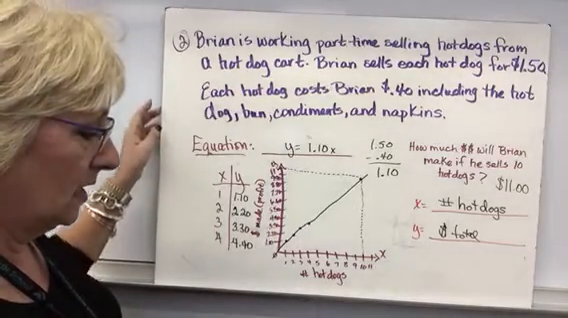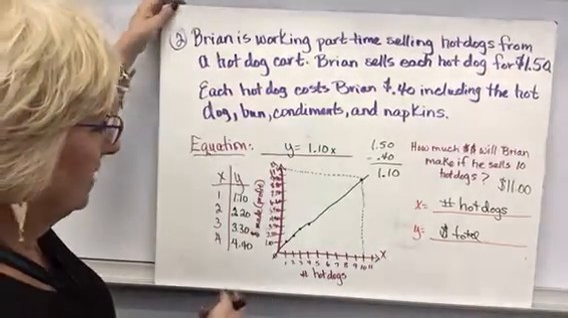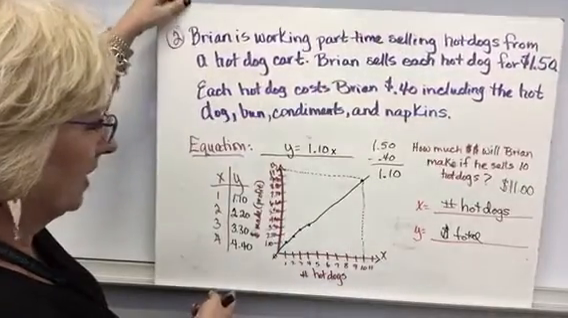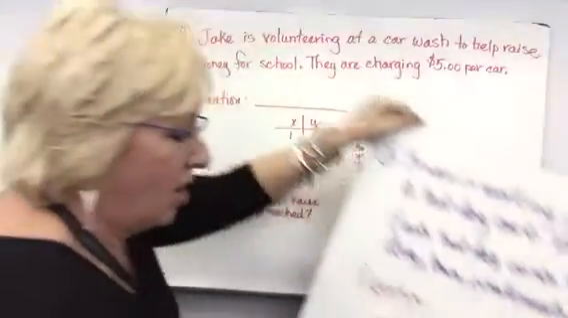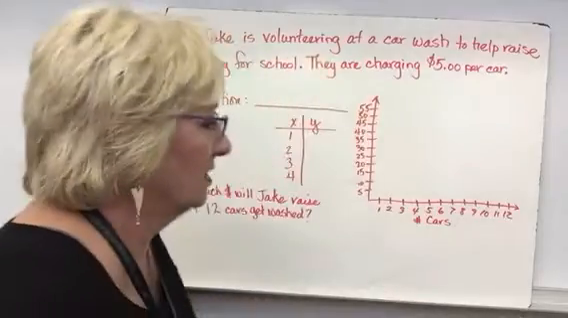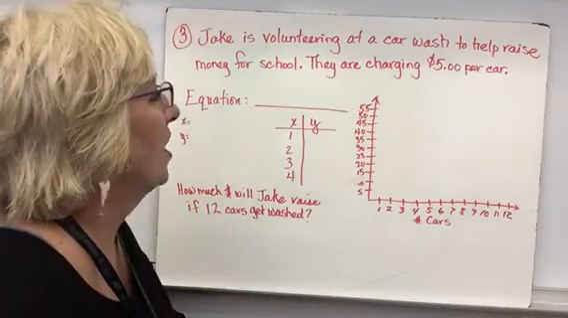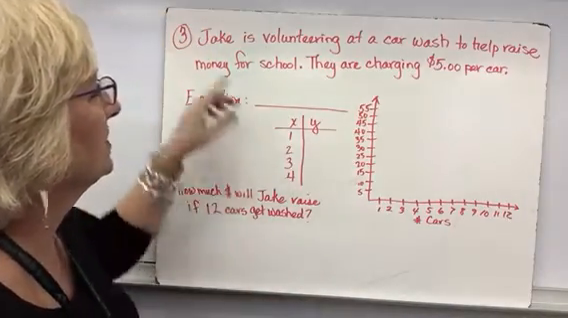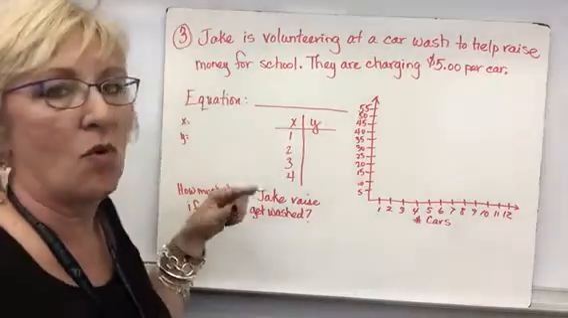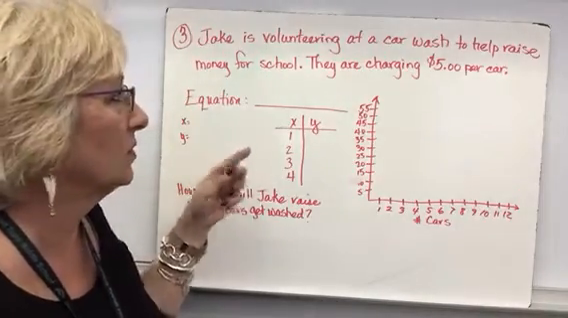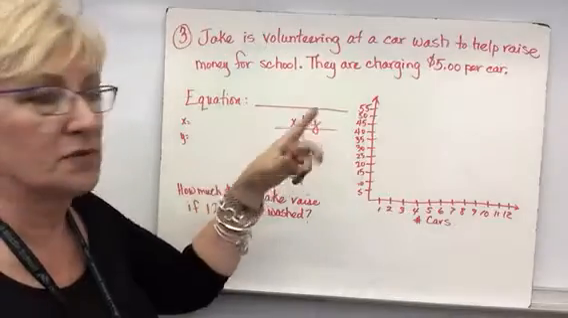Okay, all right, let's do one last one. I hope you're seeing how all of these work together, how we can use all of them to answer questions. Jake is volunteering at a car wash to help raise money for his school. They are charging $5 per car.